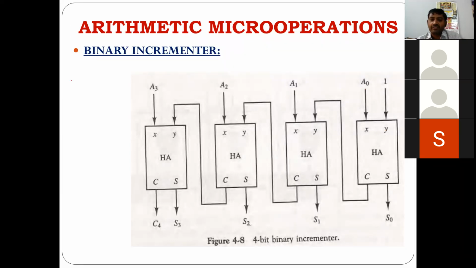So for X, I'm giving the number A3, A2, A1, A0, right? For the first one, what I'm giving is 1 plus A0. So the sum will be recorded here and the carry will be given to the next stage. It is just like a ripple. Ripple, try to recall, ripple.